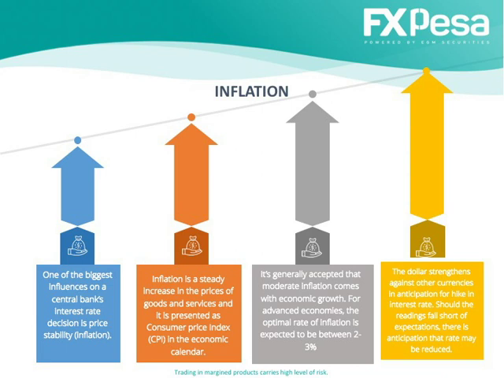2. Inflation. Inflation is a steady increase in prices of goods and services, and it is presented as the Consumer Price Index, or rather the CPI in the economic calendar. It is generally accepted that moderate inflation comes with economic growth, but for advanced economies, the optimal rate of inflation is expected to be 2 to 3%. One of the biggest influences of central banks' interest rate decision is the price stability, or rather the inflation.